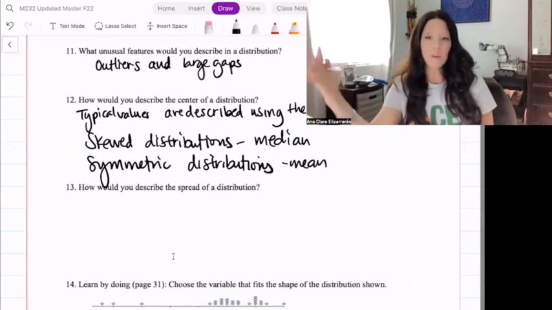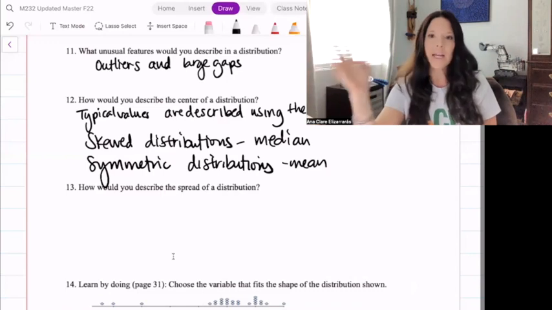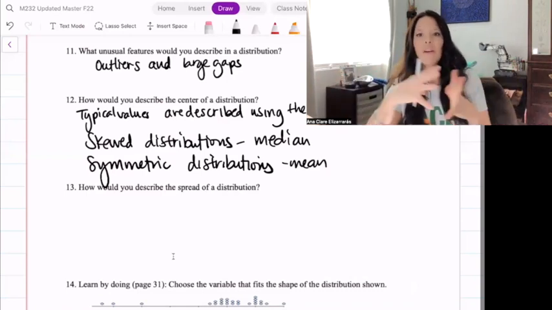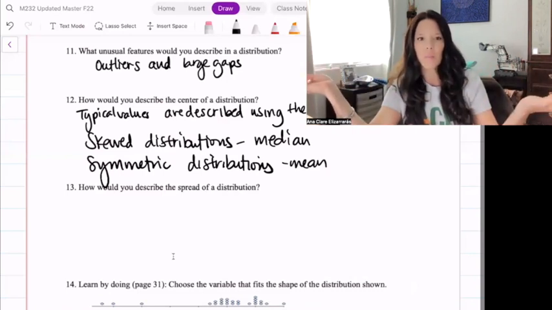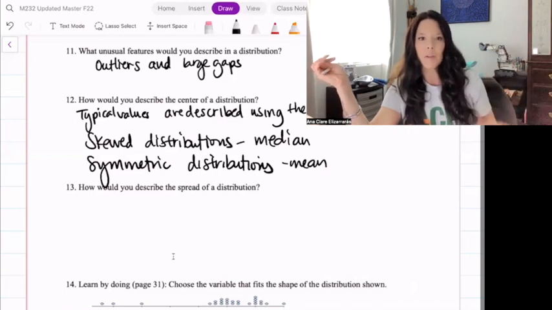And for the spread, we haven't really formalized anything yet. We will in module 9 and 10. We'll talk about one form of variation in module 9, and we'll talk about another in module 10. But the spread of a distribution is how variable it is. Variability is how spread out your data is. Is it really close together? Is it really far apart? So we use spread as a term to describe variability.